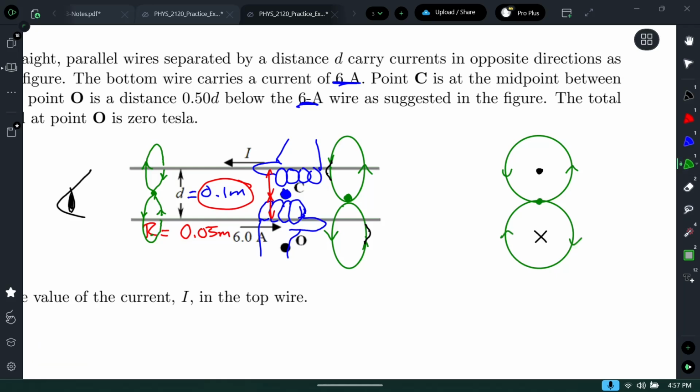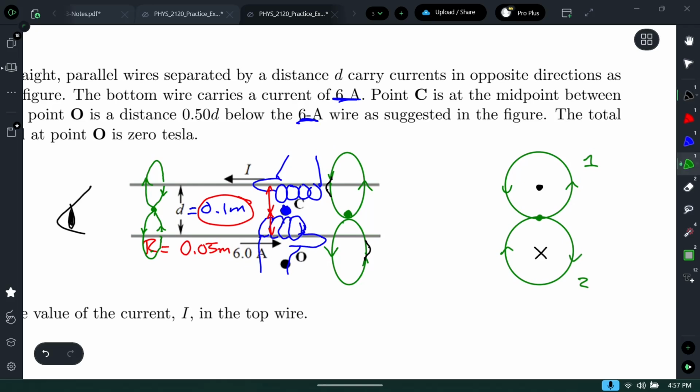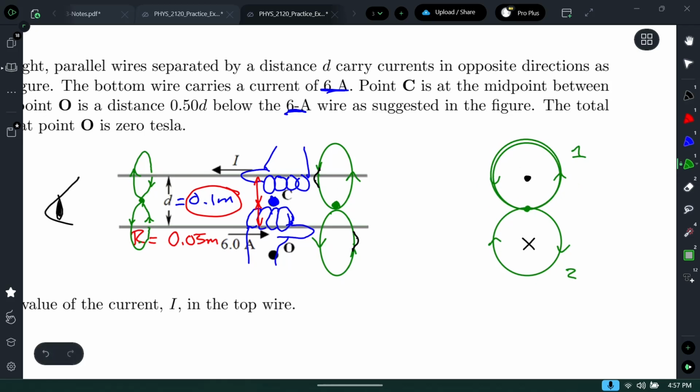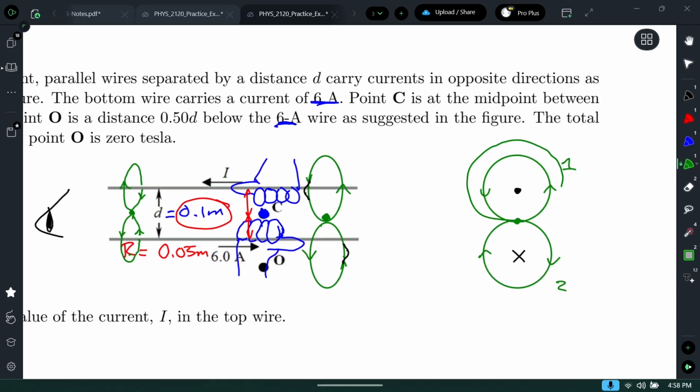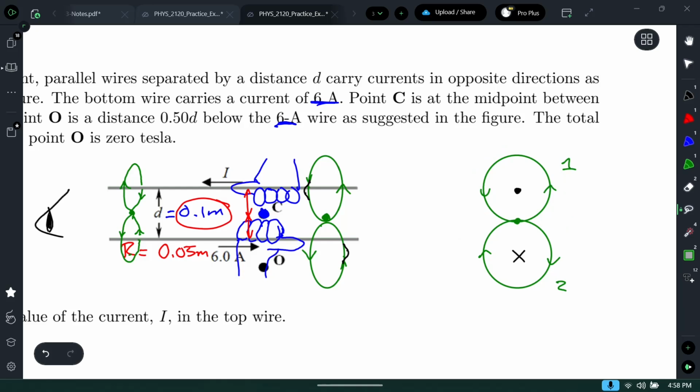I look at which way the field from each one is pointing. I call this wire 1, wire 2. The field from wire 1, I follow around and around. When I get right here, which way am I about to go? Out to the right. To the right, yeah. Okay, so I've determined that for wire 1, the field points to the right.